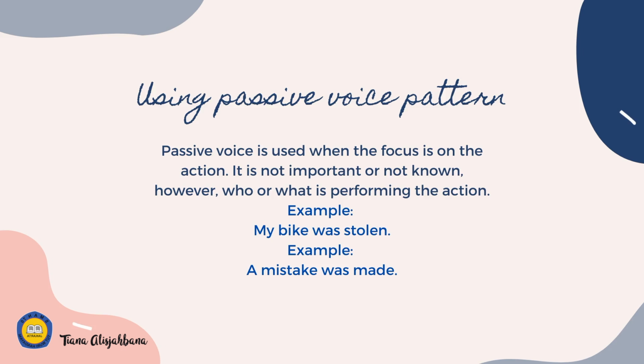Thirdly, an explanation text uses passive voice pattern. What is that? Well, a passive voice pattern is used when the focus is on the action. It is not important or not known, however, who or what is performing the action. Here's some example. My bike was stolen. A mistake was made. As we can see from these sentences, we do not know, however, who stole the bike and who made the mistake.